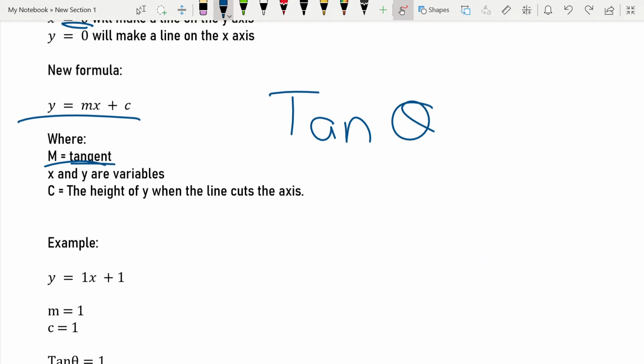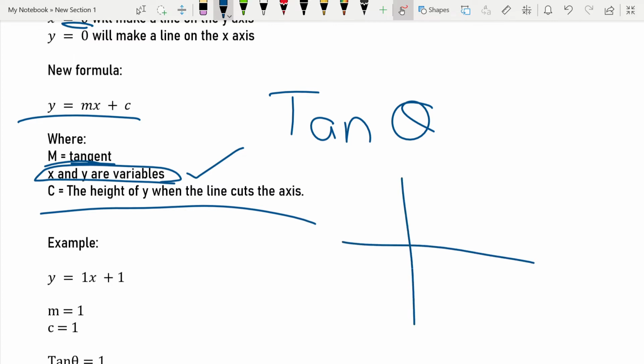Now x and y are the variables as we know, which is easy peasy. C is the height of y when the line cuts the axis. So if you have a line like that, C will tell how much this is, because the line is cutting the y-axis at that point, so it will tell the height of it. Alright?